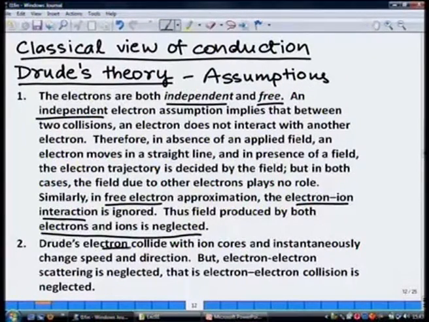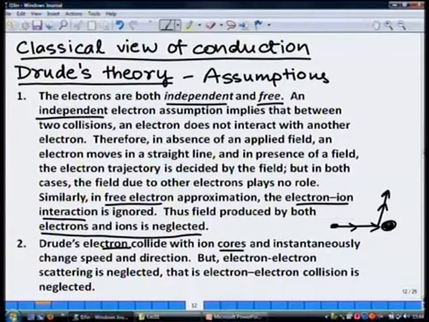Then these Drude's electrons, about which he has made this assumption of independent and free, collide with ion cores. And when they collide, what happens? The moment they collide, here is the ion core, this is the electron, this comes and collides with it, and then it changes its speed and direction. Of course, this ion core is immobile, it is sitting heavy and it is sitting there. So, therefore, scattering is happening because of the ion core. That means, the electron comes, hits it, and then it changes direction and speed.